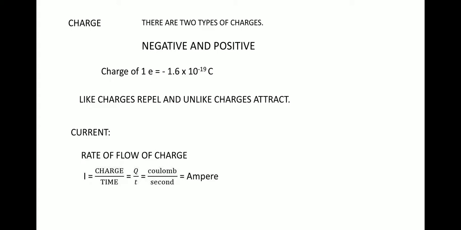So coulomb divided by second is equal to ampere. And if we have to define how much is 1 ampere, then we can say that 1 ampere is the current in which 1 coulomb of charge flows in 1 second. So thus 1 ampere is equal to 1 coulomb per second.